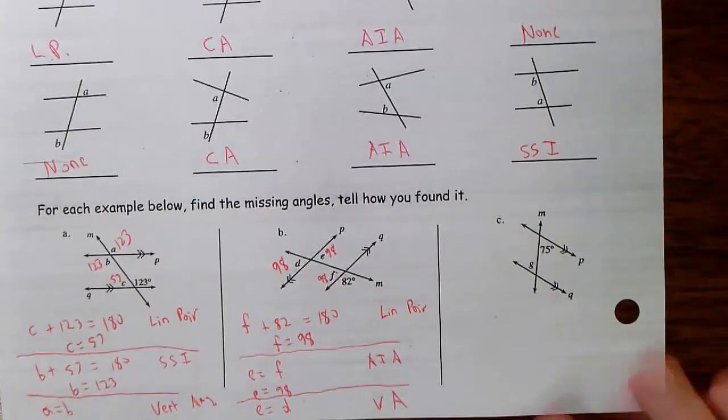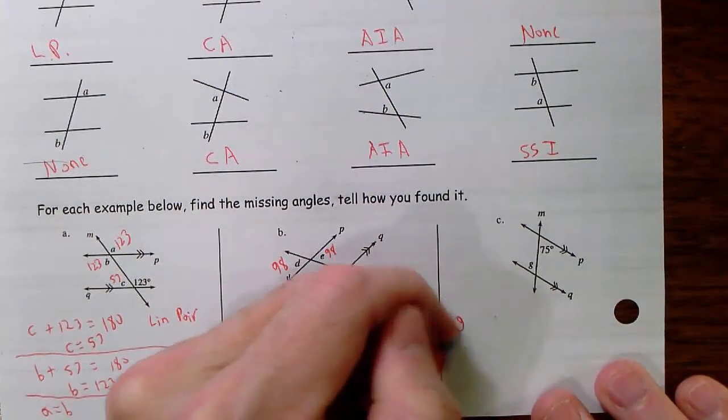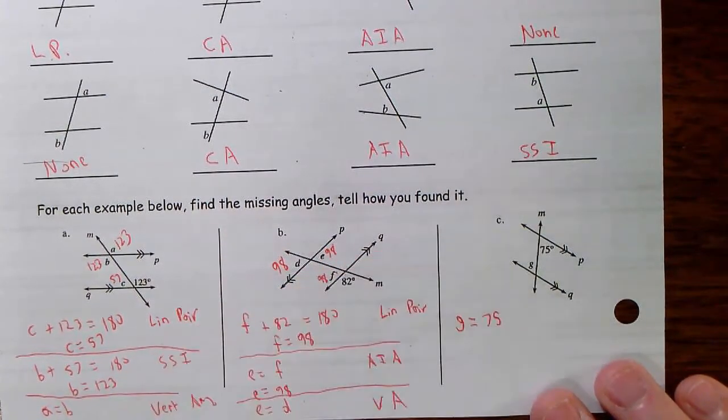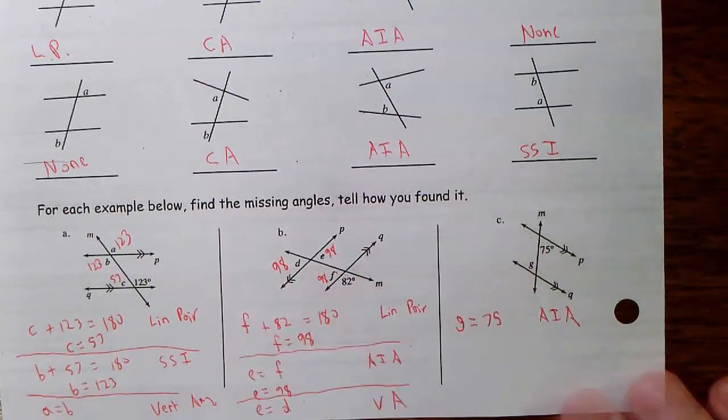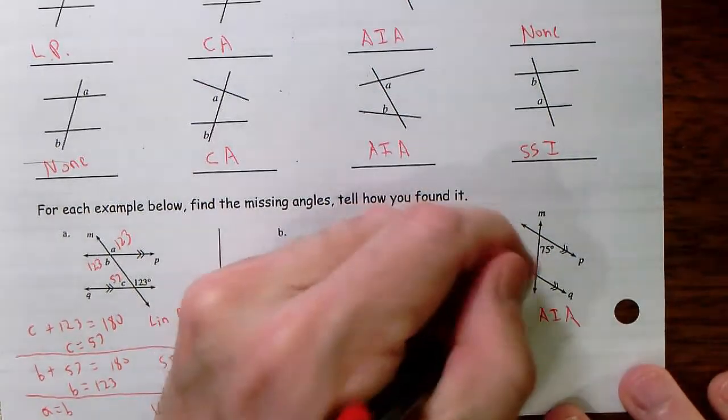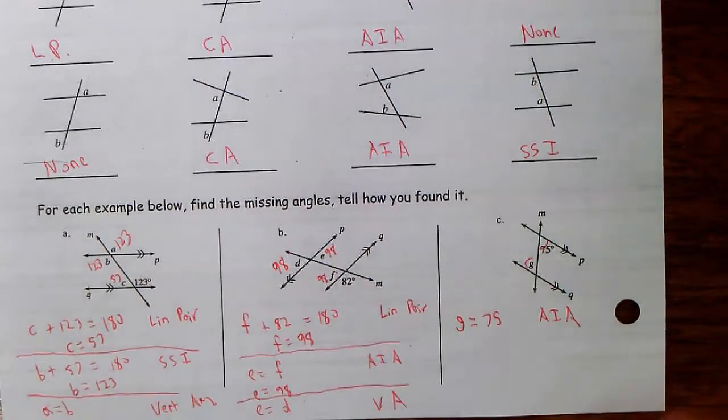And then last up, this looks like an easy one. How am I going to figure out what angle G is? Well, I claim that G would equal 75 because they are alternate interior angles, so these two angles are equal. So I guess I'm done. All right, good luck.